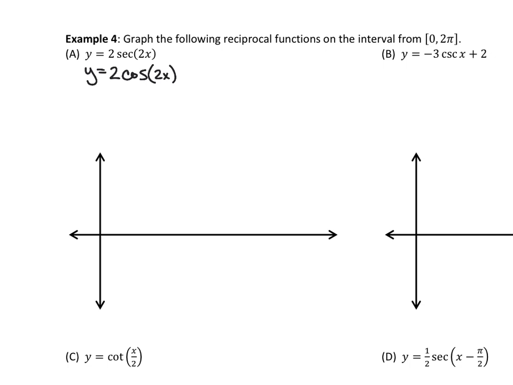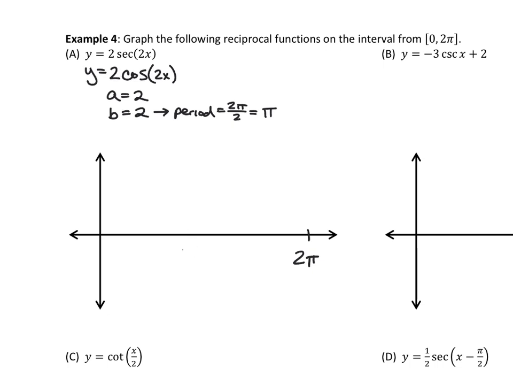And if I were plotting 2 cosine of 2x, I would notice that the amplitude would be 2 and that this b value would be 2, which tells me that the period of this function is 2 pi divided by 2, or is just pi. So I should repeat an entire shape, an entire period between 0 and pi. But this question asks me to plot until 2 pi, so I'm going to go ahead and do that.